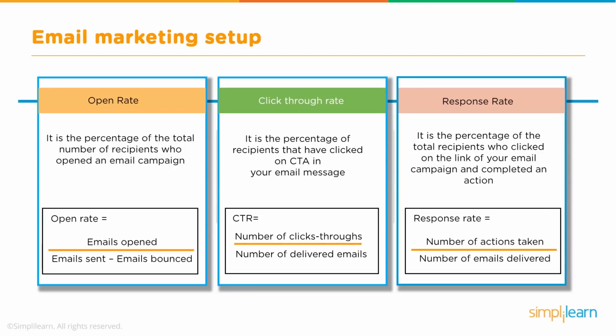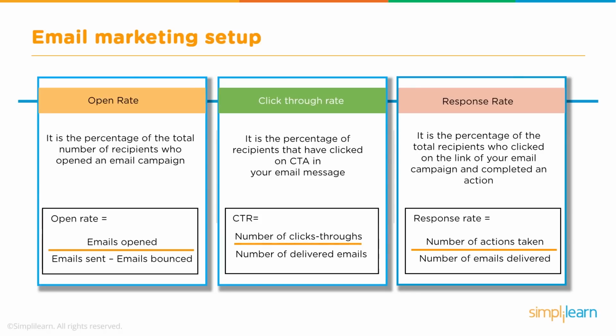Okay, the first step is you got to get people to open it. That's where the subject line is so important. Click-through rate, that's where the messaging and call to action is so important. We want to get people to click on that call to action. And then the response rate, we want them to buy. So those are 3 key metrics related to email marketing.